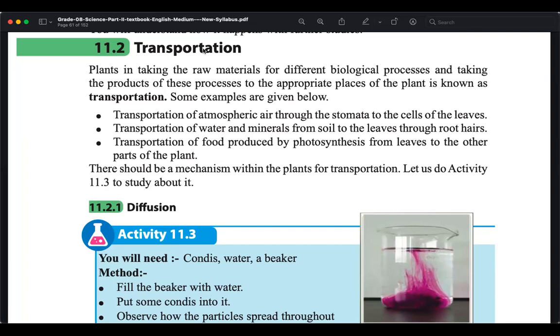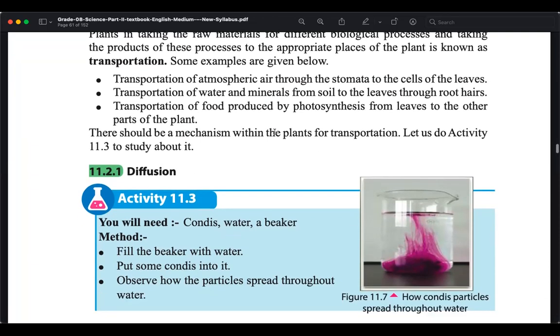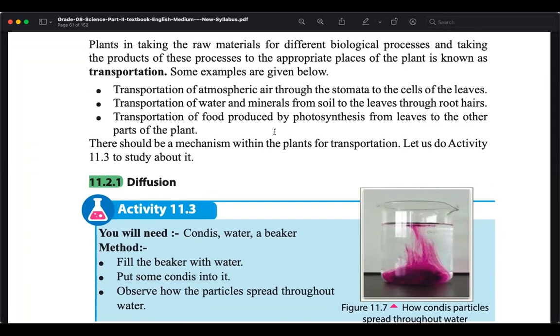Okay. Then transportation of water and minerals from the soil happens through the root system, actually root hairs. And the transportation of food, basically produced by photosynthesis, to the leaves and other parts of the plant where it is going to be stored, is also done using phloem, right? So let's see how these are happening. Let's see diffusion first.